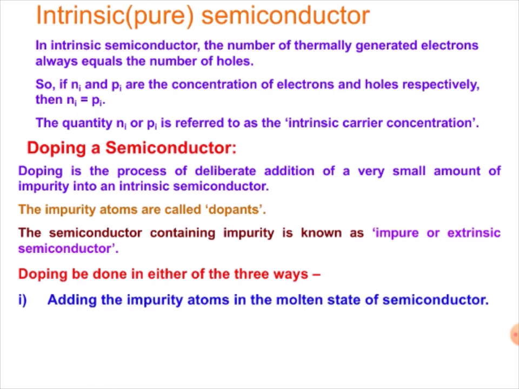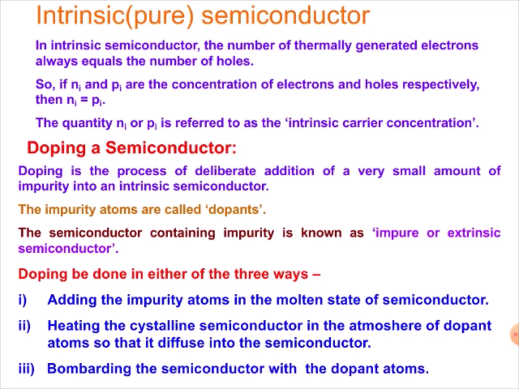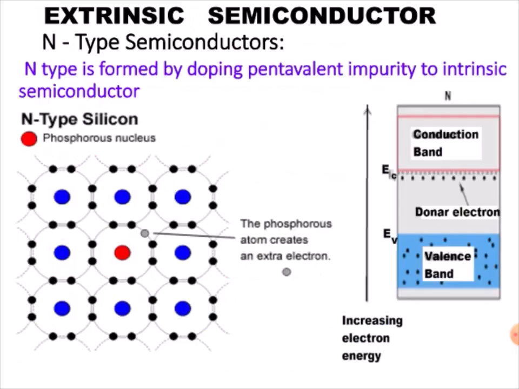And we can do doping in 3 ways: by adding impurity atoms to the molten state of the semiconductor, by heating the semiconductor in the atmosphere of a dopant atom so that it diffuses into the semiconductor, and lastly by bombarding the semiconductor with the dopant atoms. This is about the extrinsic n-type semiconductor. Here we have to replace the semiconductor atom by a pentavalent atom. Here in our case I use phosphorus.